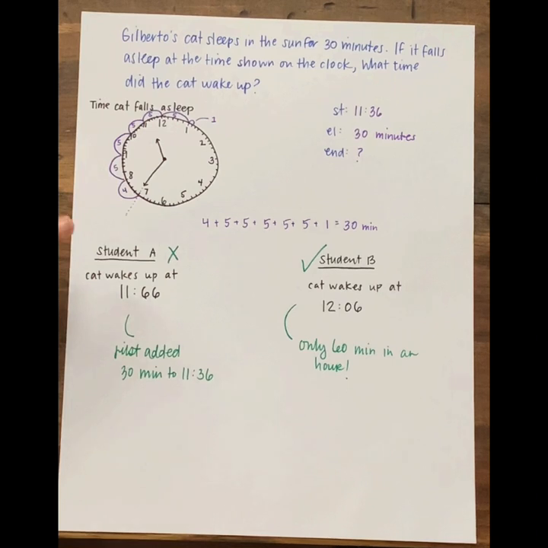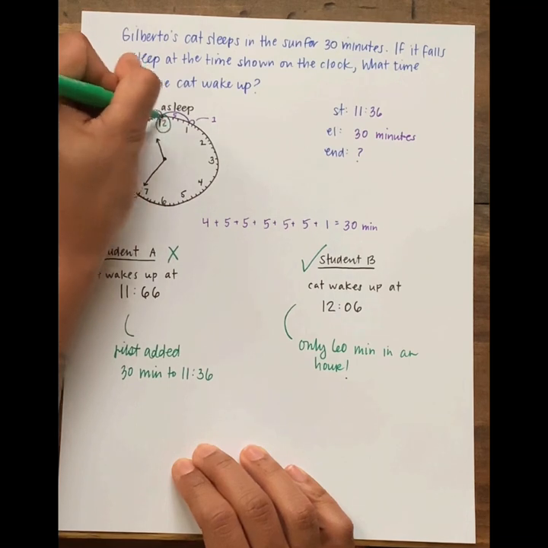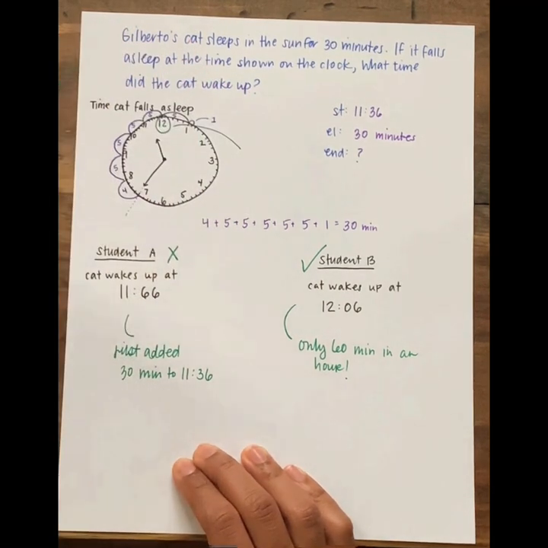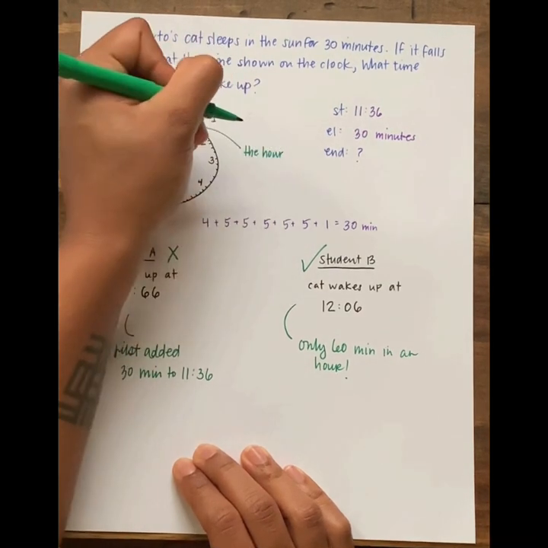What mistake did student A make, and what can we do to avoid that error in the future? Say your answer out loud. Yes, student A forgot that when you cross the hour, the minutes start all over again at 1. Today, as we work, we have to make sure that we notice when we cross the hour, and that we remember that when that happens, the hour changes and the minutes start again at 1.